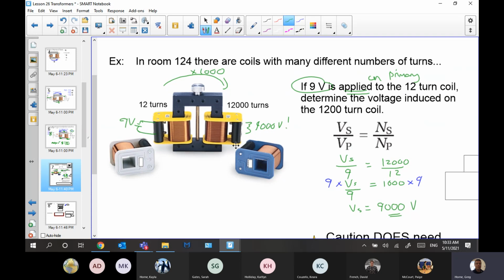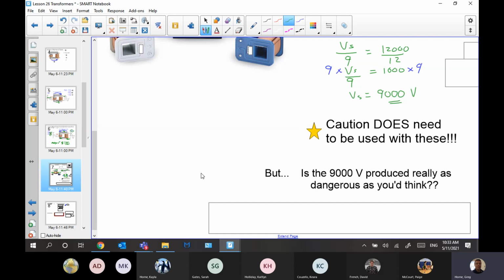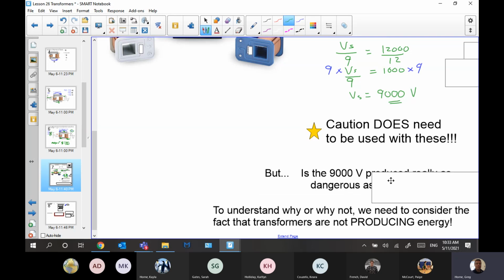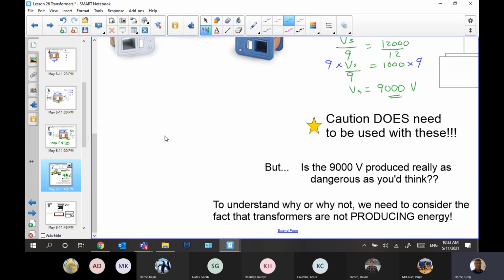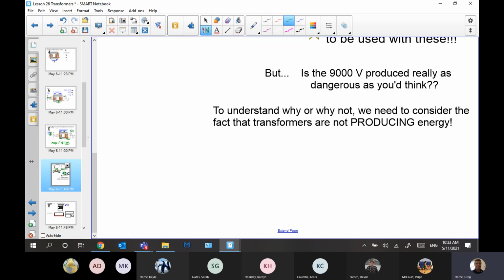But in this application, we're talking about a 9-volt battery, one little 9-volt battery. Is that going to vaporize half your body? Lovely thought, I'm sure, right? But you just don't have that much energy available. So you need to consider the fact that transformers are not producing energy. They are literally transforming the energy. Okay, so they're not producing energy, they're transforming it.